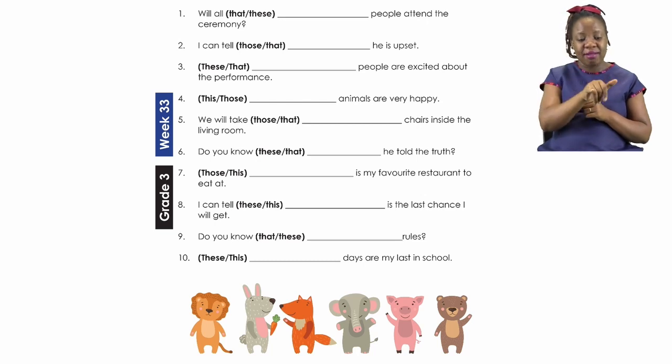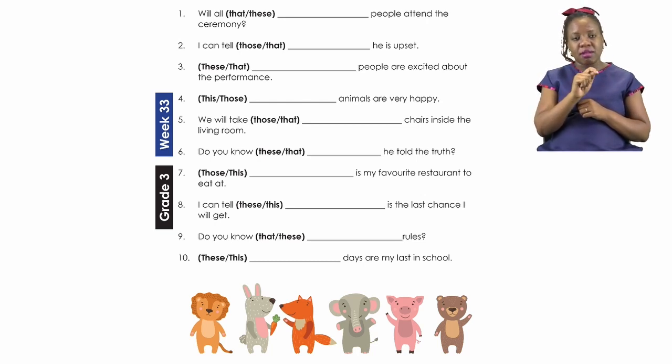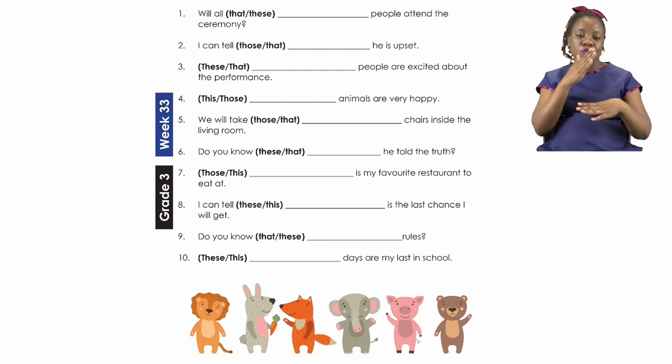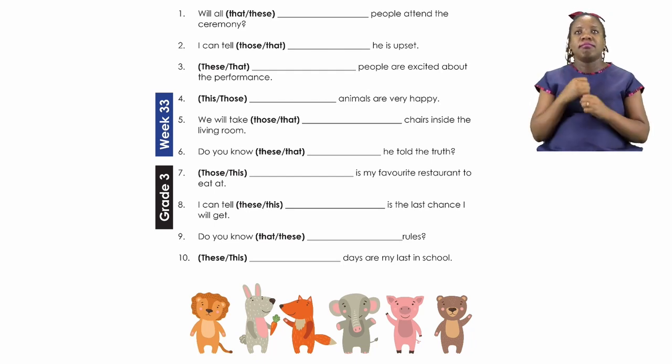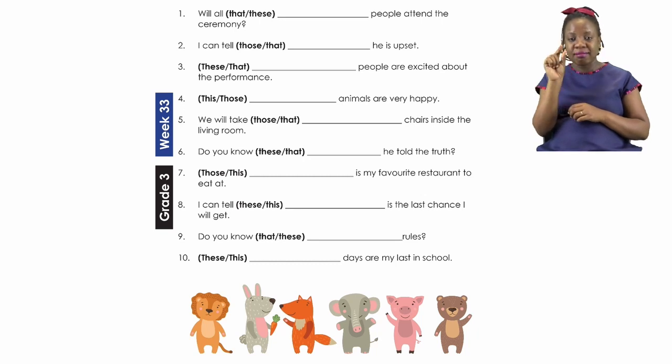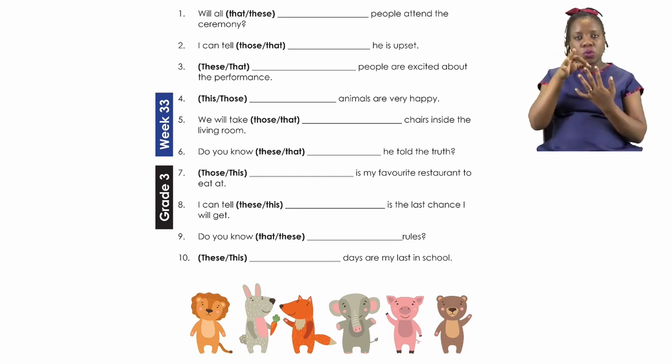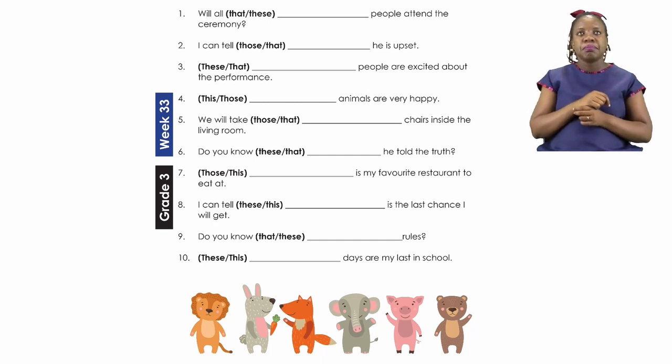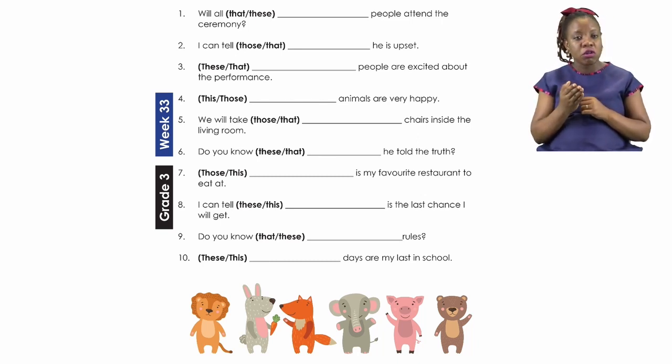So you just have to look at the words in brackets and then you have to decide which word fits best to complete the sentence. Now let's quickly look at number 1. I wrote the sentence on the board, so let's quickly do it together. Now number 1 on the board reads: will, all, that, or these.